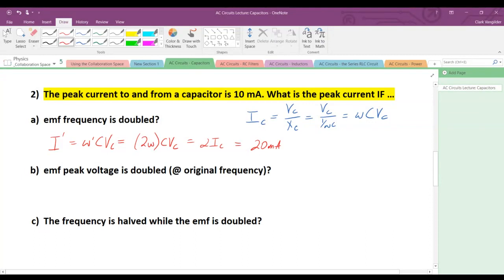should make some sense. EMF meaning electromotive force, that's voltage, that's what's pushing the current. And so if you double that frequency, it should be unsurprising, at least in this particular capacitive circuit, that you're going to double the current. You're going to push twice as much charge onto the plates. So that would be a kind of a conceptual answer that is validated by the math.